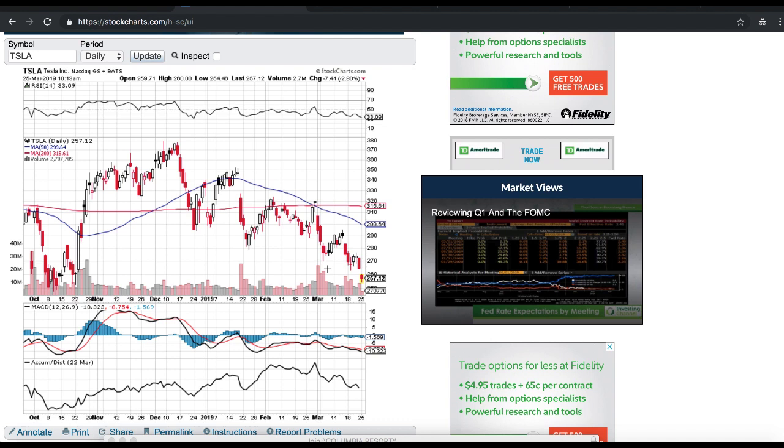If you've been a part of our alert group, you know that I've been posting the Tesla trade over the last 2 or 3 weeks, consistently adding to the positions, even though there are times like this.